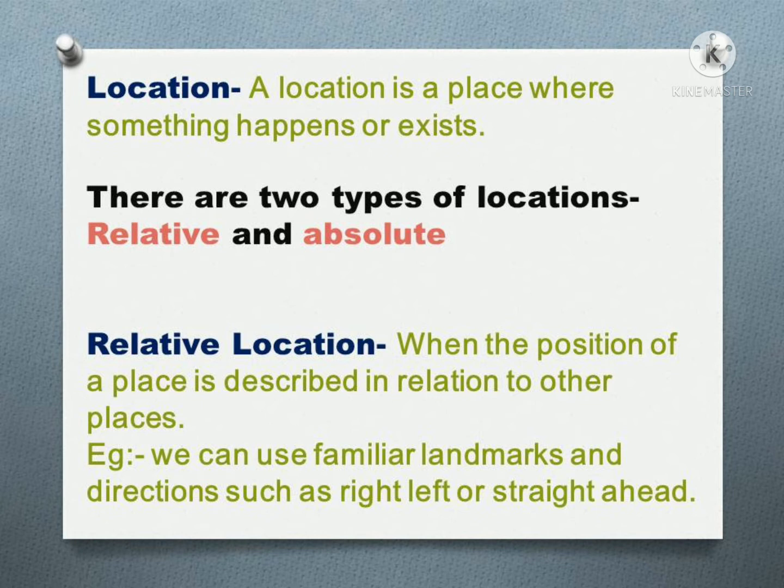There are two types of locations. First, relative location. Second one is absolute location. Let us now try to understand these terms. First one is relative location. So when the position of a place is described in relation to the other places.